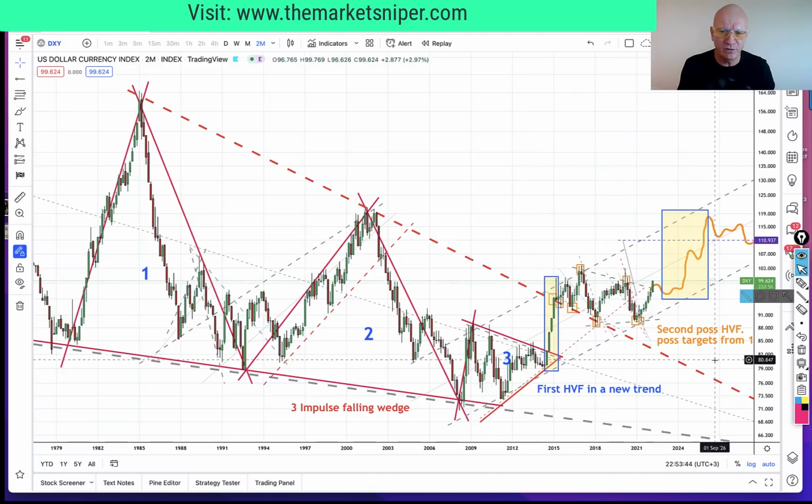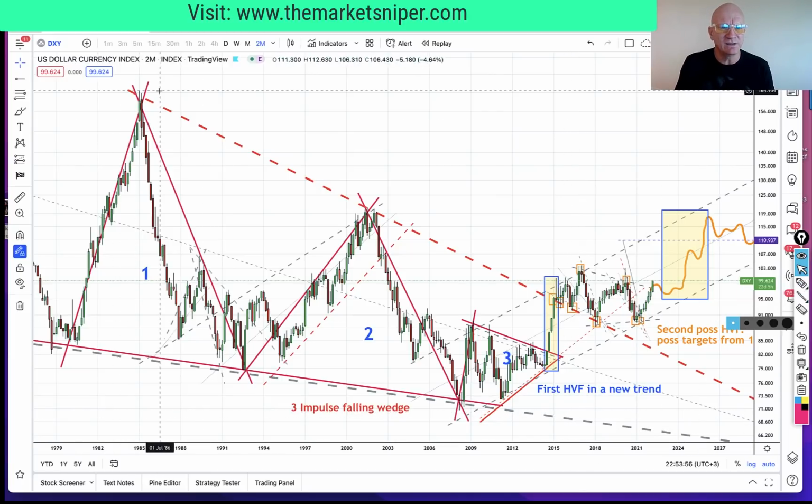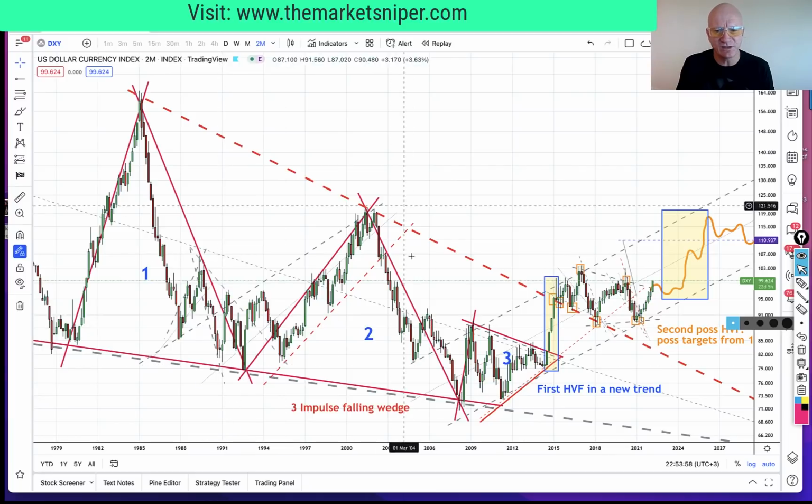During the period of the last 3 or 4 years, we've spoken of the dollar index in a breakout state on a falling wedge structure. It's a 3-impulse falling wedge. Most of you got this: the huge first impulse, second, third, squeezing lower.